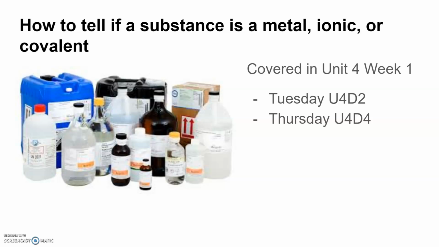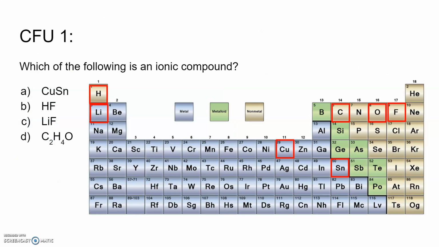So the first thing we're going to review is how to tell if a substance is a metal, ionic, or covalent. And this was covered in Unit 4, Week 1. This is in the Tuesday and Thursday folder, so Unit 4, Day 2, and Unit 4, Day 4. So if you want to, you can always go back to those folders.